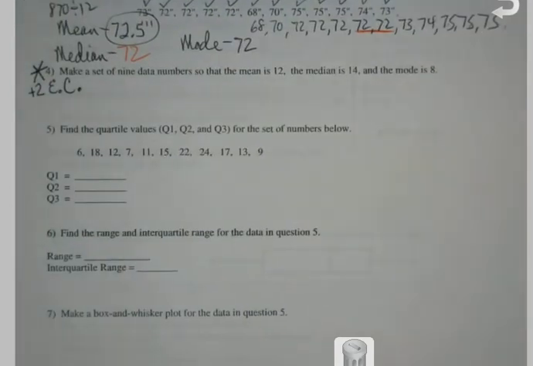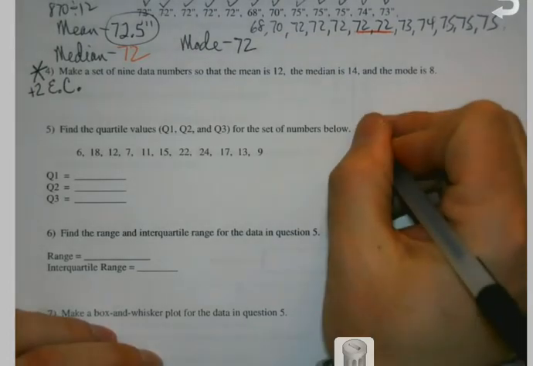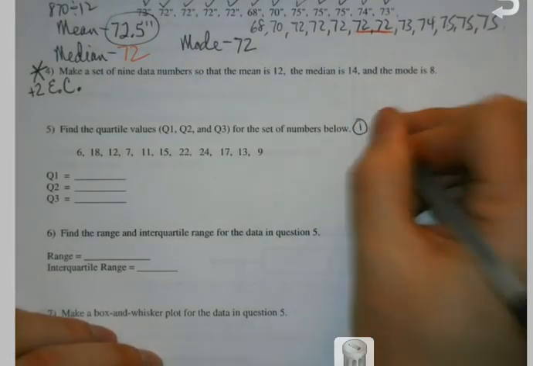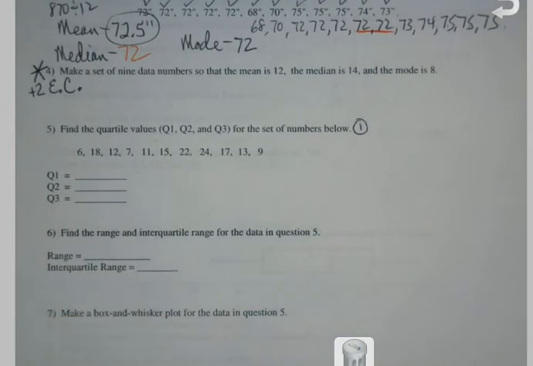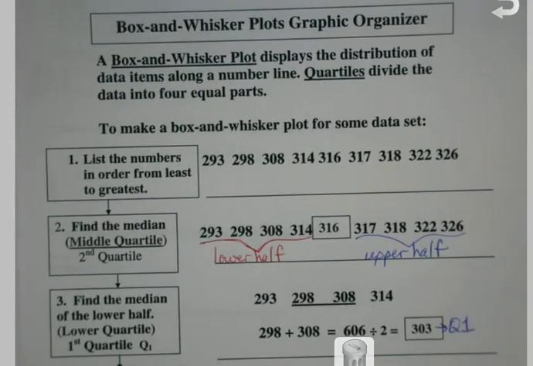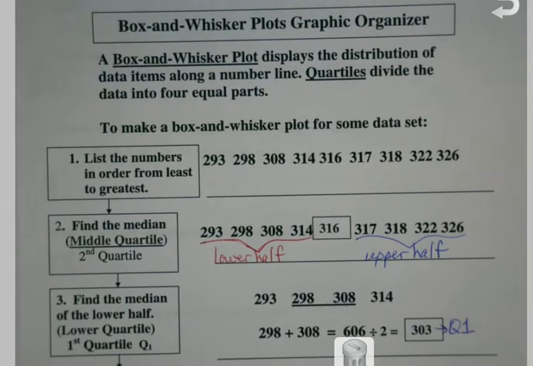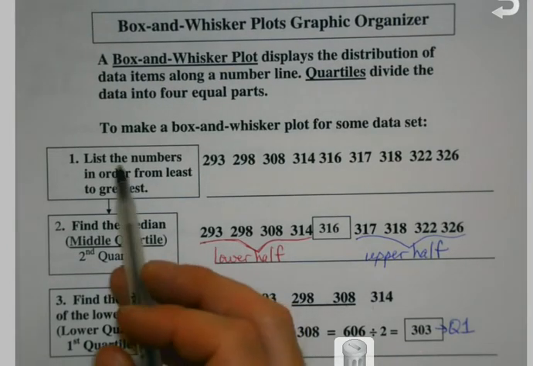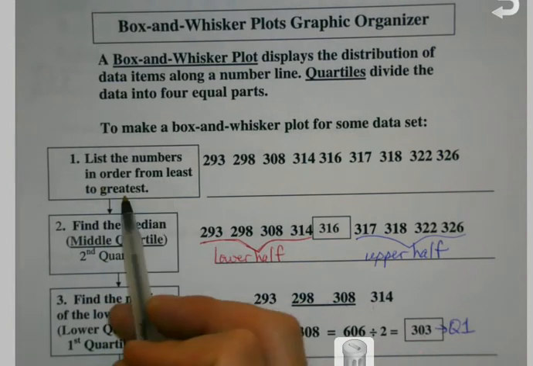Okay, now we finally are going to start to get into some things with our colored pencils here in a moment. So find the quartile values for the set of numbers below. When I'm doing this though, I am probably going to be coming back to this because it's a graphic way of organizing what's going on. So what do I have to do here? I've got to list the numbers in order from least to greatest. Okay.